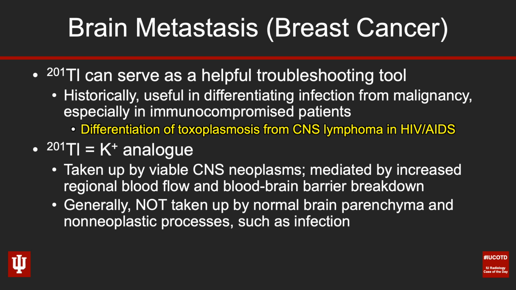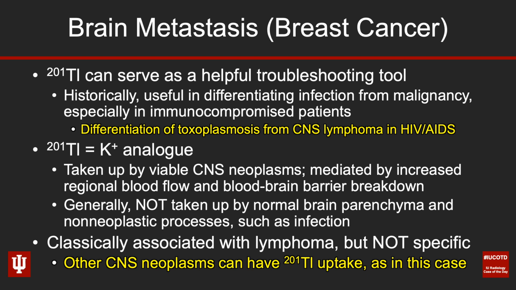The literature is full of examples of when this falls apart. But in general, if you had to memorize a key concept about it, it's that thallium-201 is taken up by brain neoplasms and it's not taken up by infection. And that's where the role in the past, in particular, has been in differentiating CNS lymphoma in immunocompromised patients from toxoplasmosis, because the CNS lymphoma would take up thallium and the toxo would not. As I said, there can be exceptions to that, but that's the general concept here.